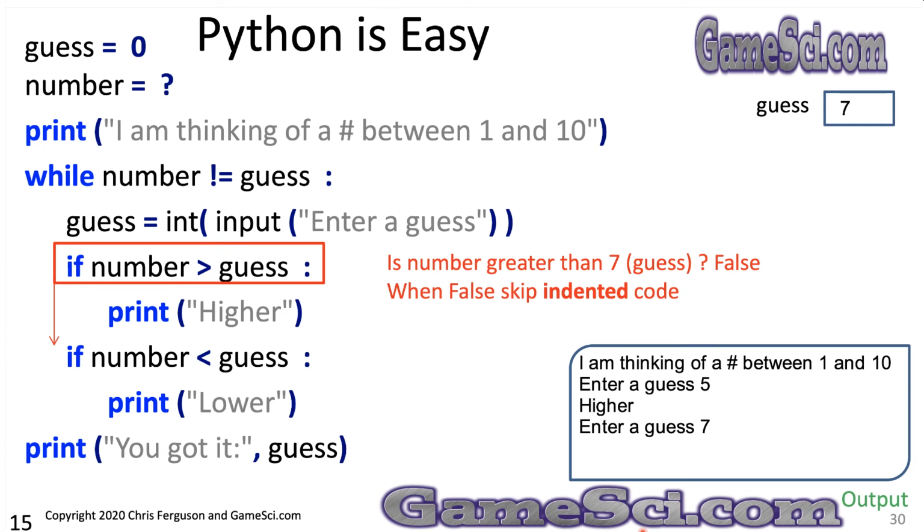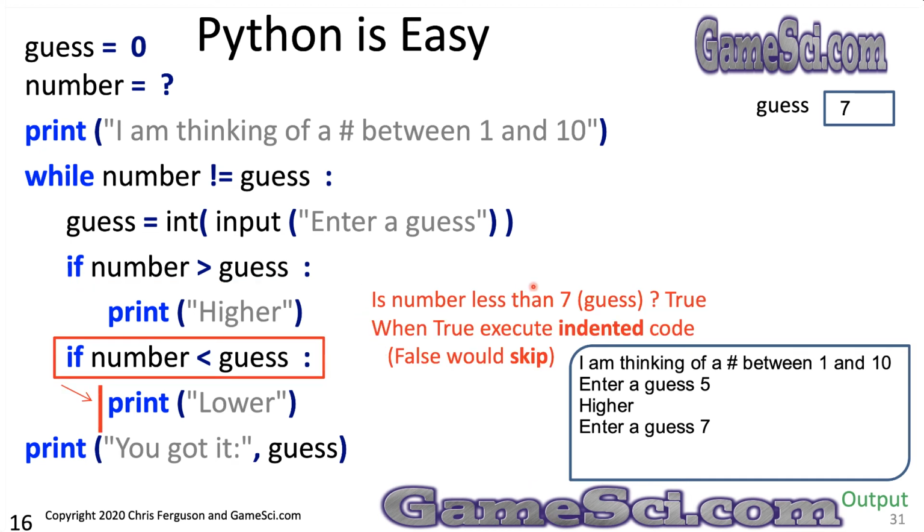If number is greater than guess, turns out this is a false statement. Number greater than 7 is false. What happens when something is false? When this is false, we skip the indented code, and that's it. Nothing happens.